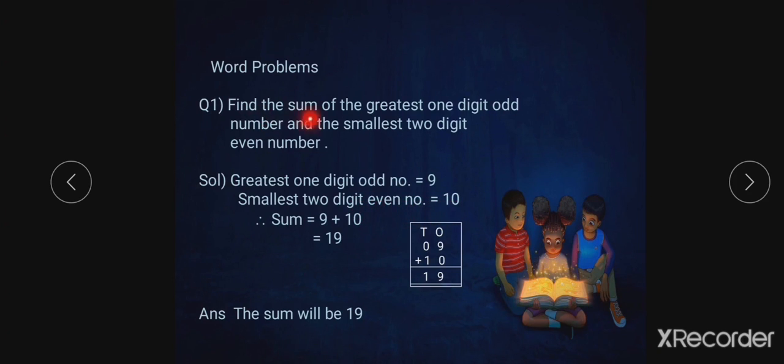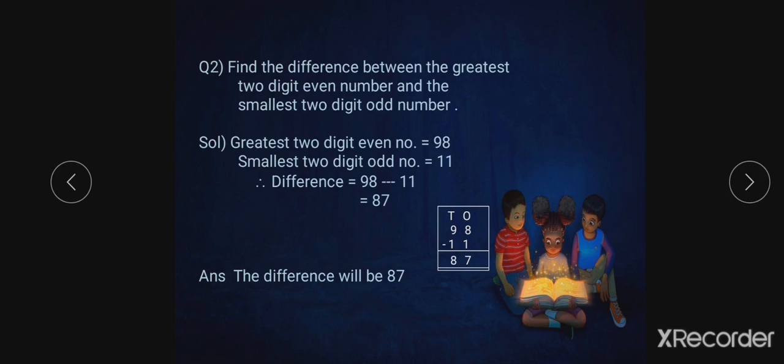So we have to find the sum of them. So the sum is 9 plus 10. So when we will solve it here, you can see 9 plus 10, the answer will be 19. So the answer is, the sum will be 19. Understood, children? Moving on to the next question.